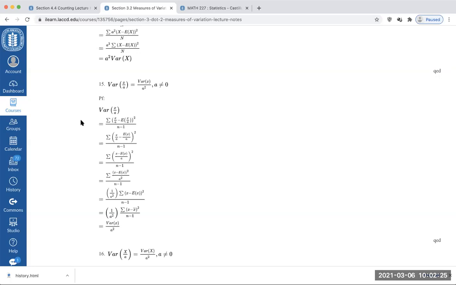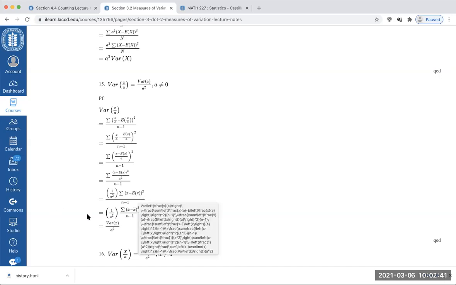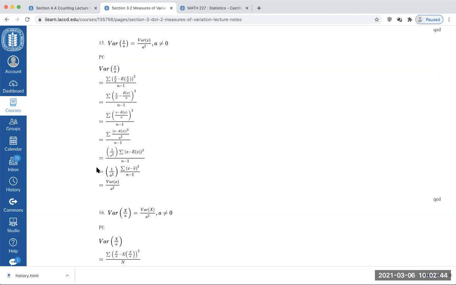I can factor out 1 over a squared from the numerator and bring it out in front of the summation. And the expected value of x is just x bar. Therefore, I've shown that the sum of x minus x bar quantity squared over n minus 1, divided by a squared, where the numerator is just the variance of x. So there's the variance of x divided by a squared, and that's what you wanted to show.